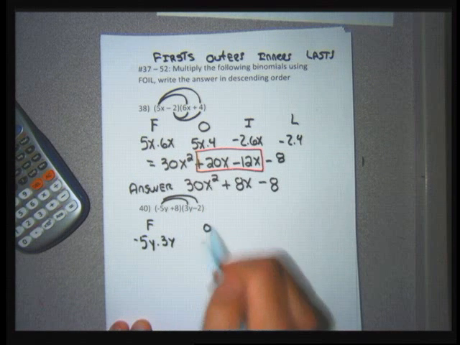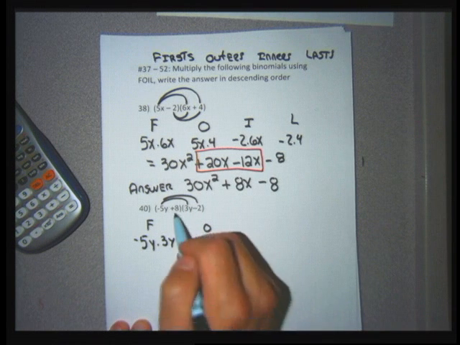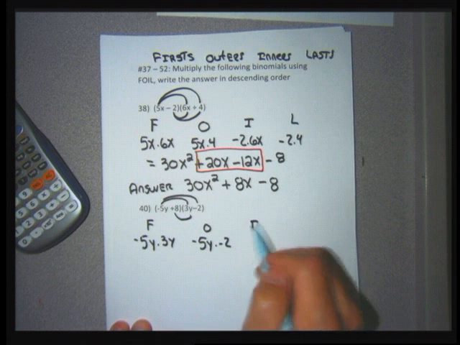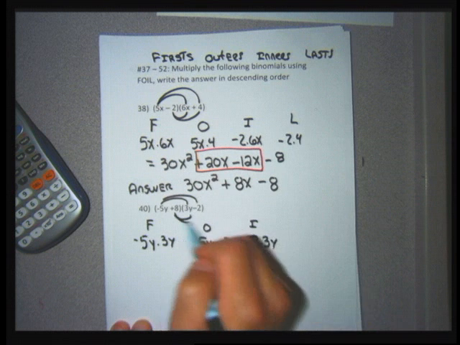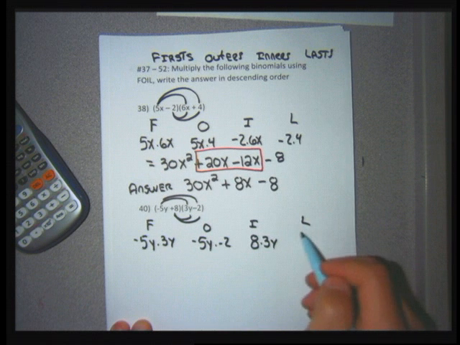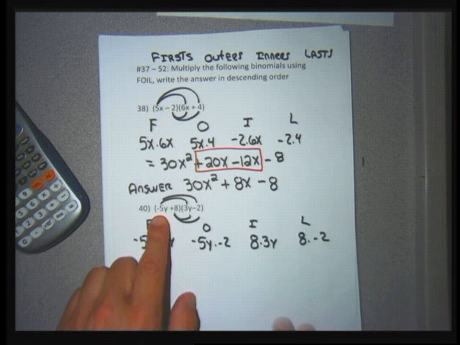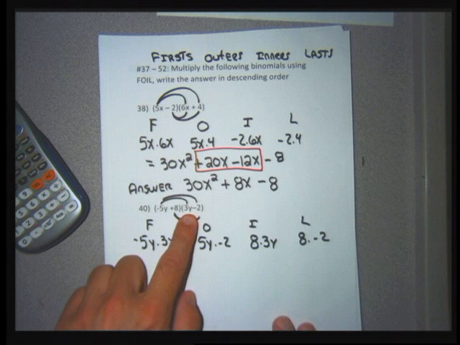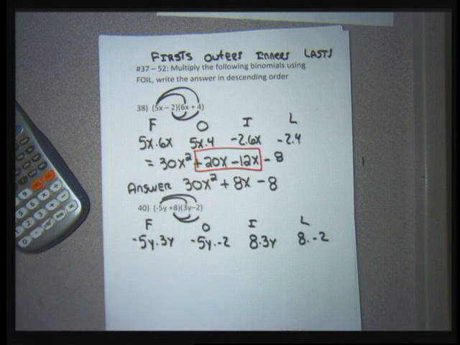Outers, which are negative 5y times negative 2. Inners, which are 8 times 3y. And lasts, which are 8 times negative 2. Basically, I take the first thing in the first parentheses, multiply it by both things in the right parentheses, then the second thing in the first parentheses, multiply it by both things in the right parentheses, and I just give them special names just so you make sure to get everything you need to get multiplied.